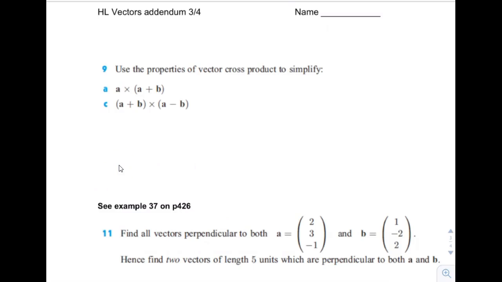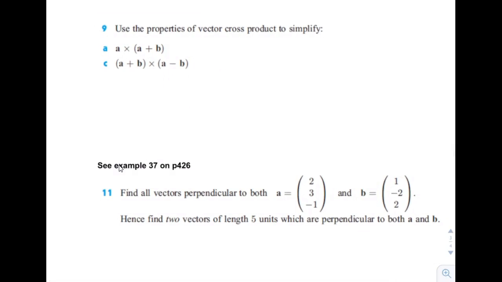So this is vectors addendum, page 3. First one says, use the properties of vector cross product to simplify the following expressions. This first one, remember that if you have A cross (B plus C), that this is equal to A cross B plus A cross C. So let's use this expression here to simplify this one. So that gives us A cross A plus A cross B.